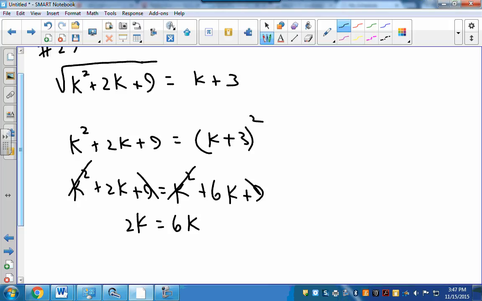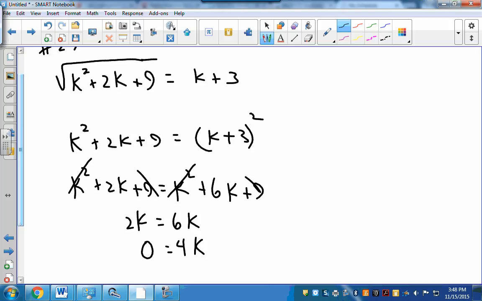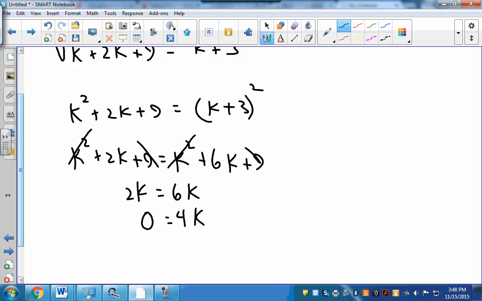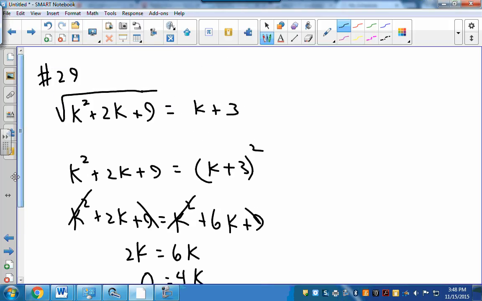Why don't we just go ahead and subtract the 2k. So 0 is 4k. Notice that in order to be 0, one of these has to be 0. That's certainly not 0, so that has to be 0. k is 0. Let's go back to the original, check.